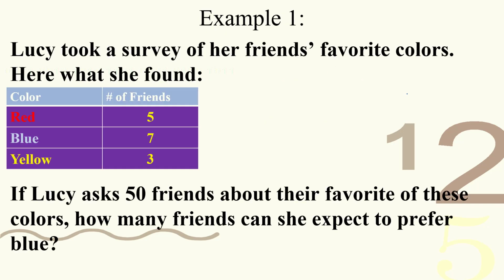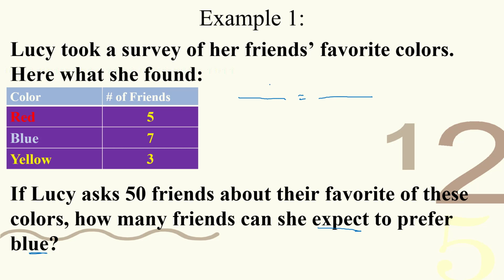So let's look at an example. Lucy took a survey of her friends' favorite colors. Here's what she found. 5 friends like red, 7 friends like blue, 3 friends like yellow. If Lucy asks 50 friends about their favorite colors, how many friends can she expect to prefer blue? So we want to set up a ratio. Our first ratio is going to be the expected outcome. Well, what is our expected outcome? How many friends can she expect to prefer blue?